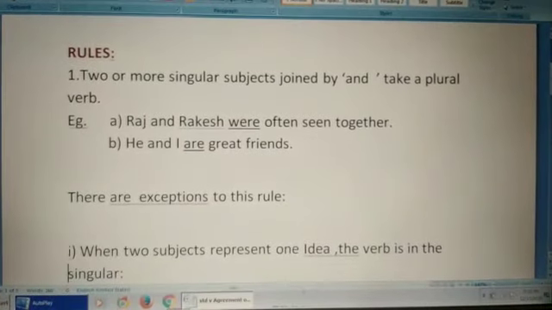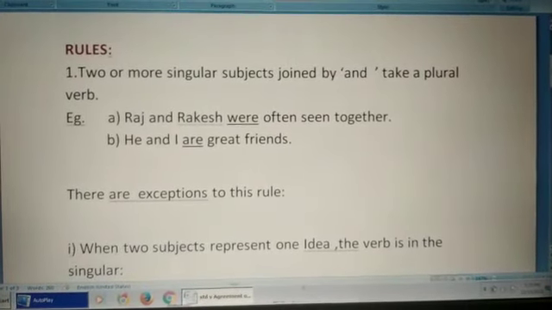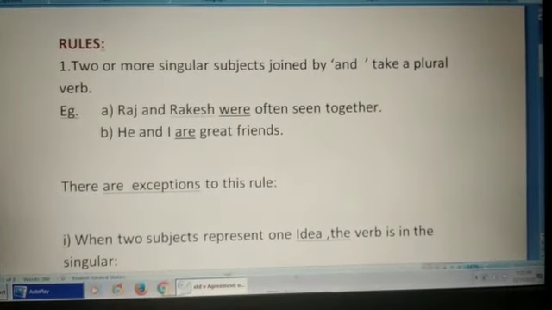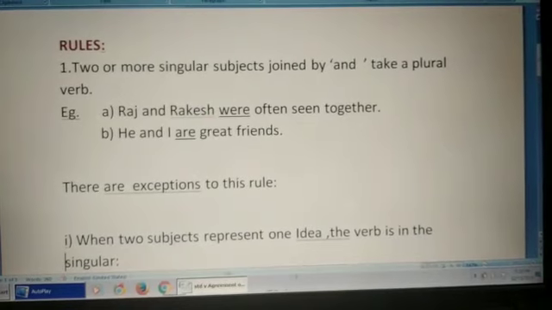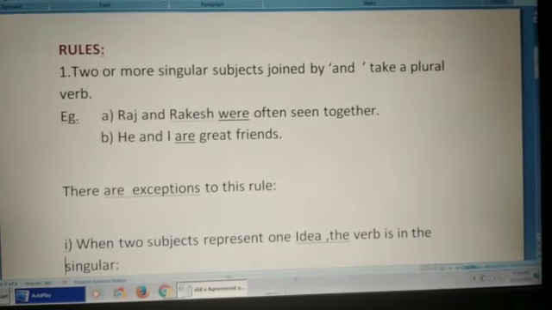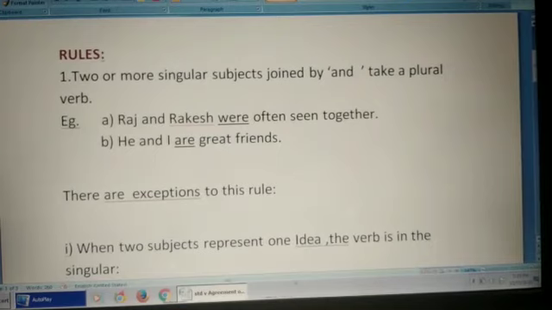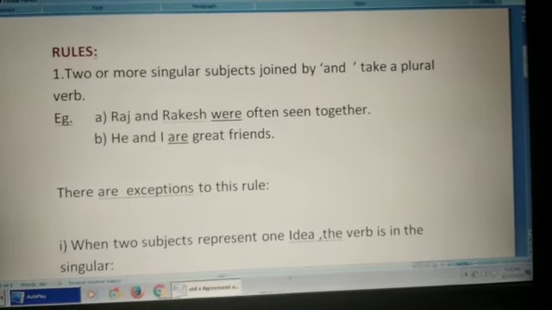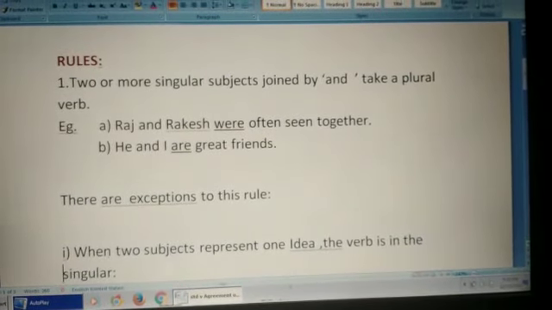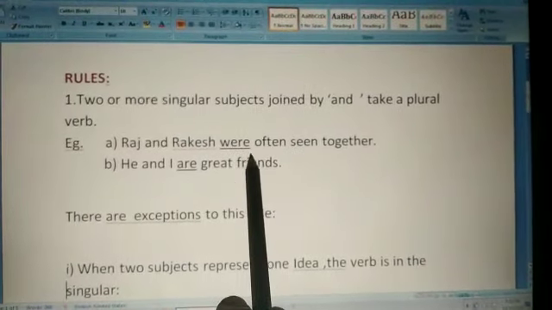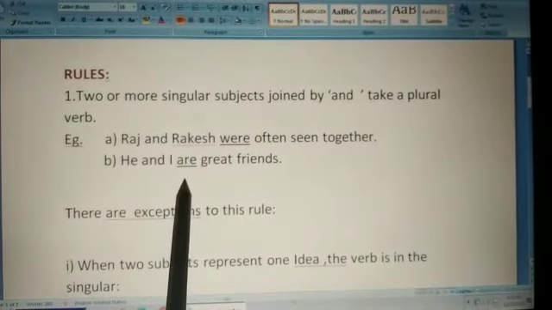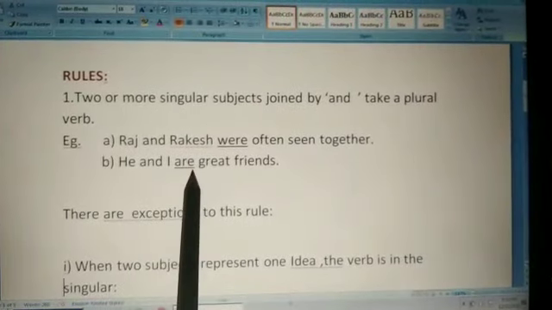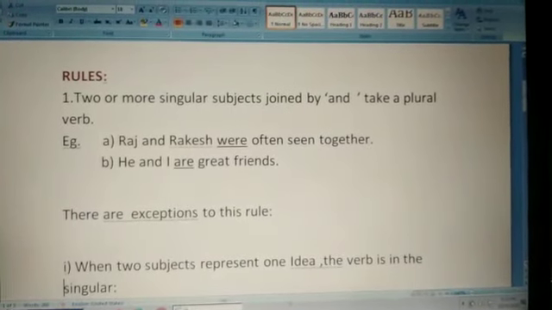Children, there are some rules which we have to follow in this chapter. The first rule is two or more singular subjects joined by and take a plural verb. Example, Raj and Rakesh were often seen together. The subject is plural, so the verb will be plural. He and I. Again, two singular subjects joined by and, so it will take a plural verb.